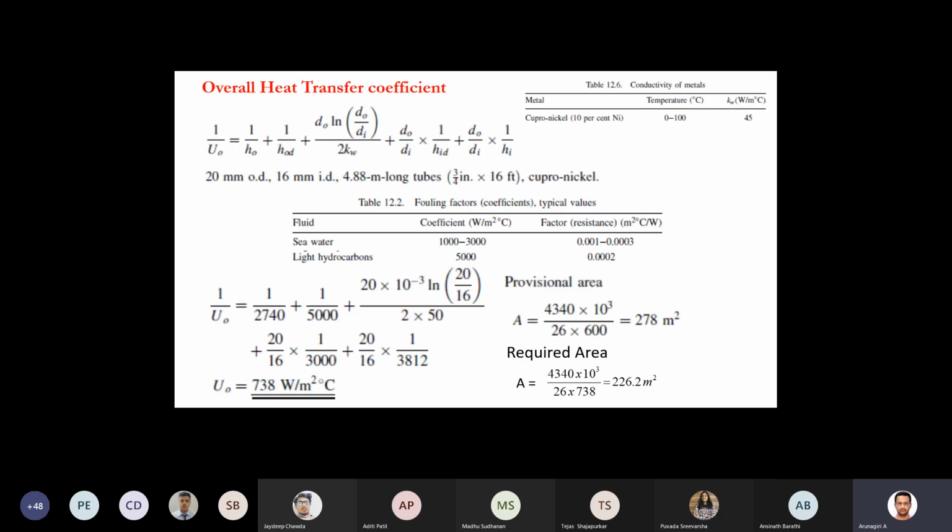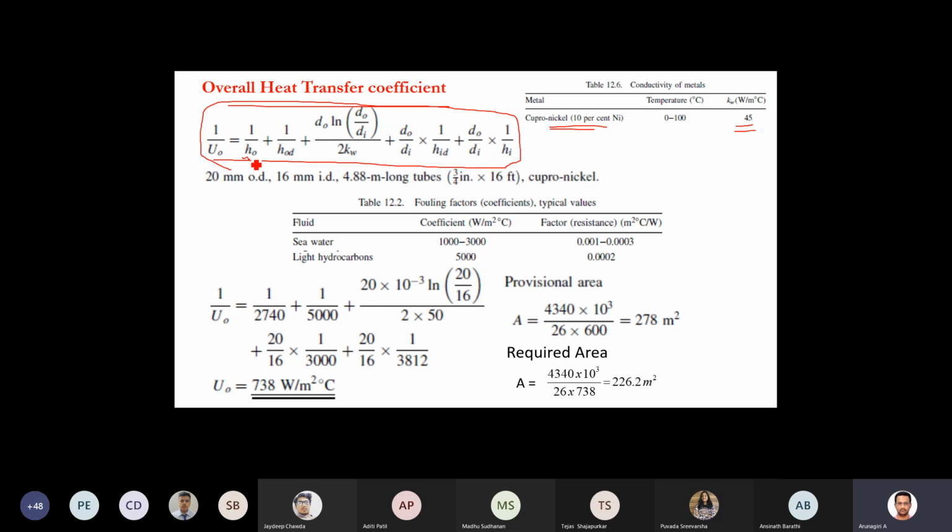Okay. So what we should do, we have to calculate the overall heat transfer coefficient. Cupro-nickel is being selected as the material of construction of the tube. So from this you can get the conductivity, that is 45 watt per meter degree centigrade. So the equation is 1 by U naught. This is the generalized equation used to calculate the overall heat transfer coefficient.